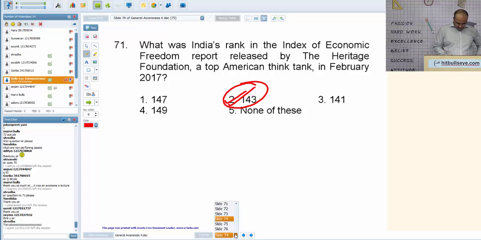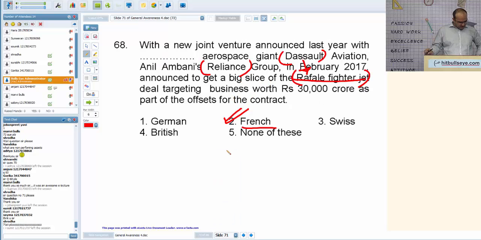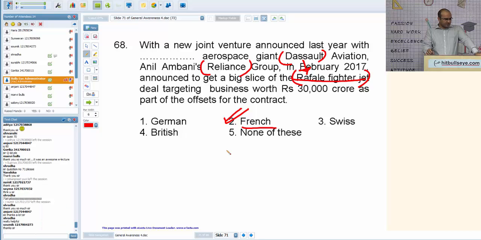It's question number 71. Gorika, I think I missed yours. This is question number 68. Yes, anyone with any more questions? I'll take them before we end the session.